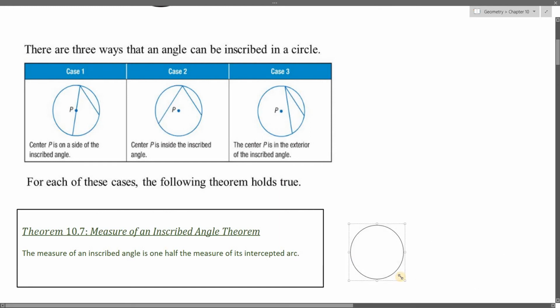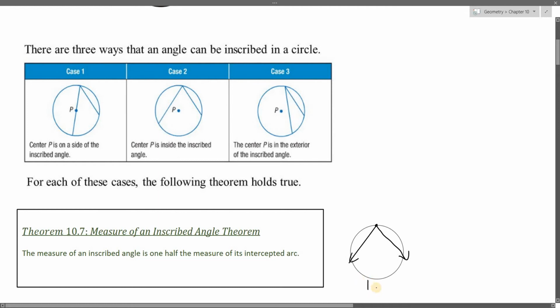Alright, so we have our circle, and we said we have an inscribed angle. So inscribed angle, you've got your vertex, it does something like this. It does something like this. Now this section between the two arms of the angle is called the intercepted arc.